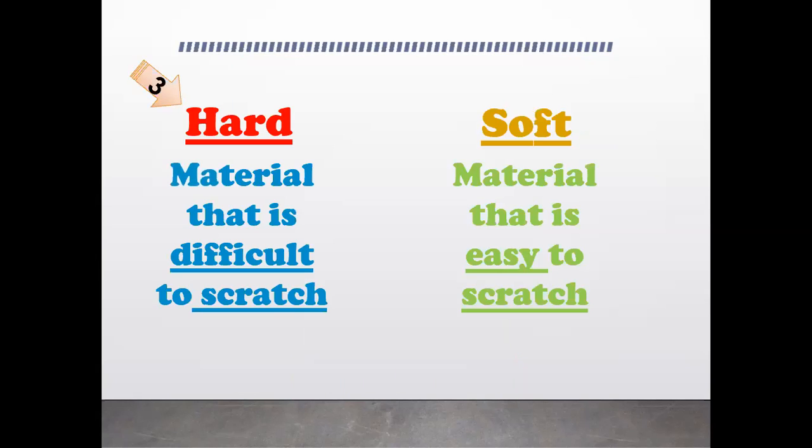The third property is hard and soft. What does it mean by hard? Hard is a material that is difficult to scratch. If you want to scratch it, it will be hard for you. It will be difficult for you to scratch it. So this means this is a hard material. What about soft? Soft means it's easy to scratch. If you want to scratch this material and it's easy, then this is a soft material. So hard is the material that is difficult to scratch, and soft means the material that is easy to scratch.